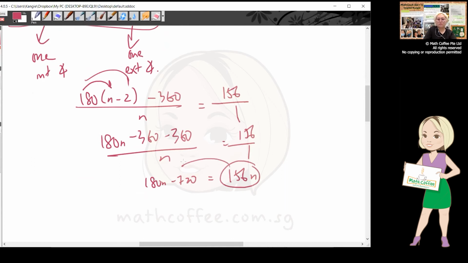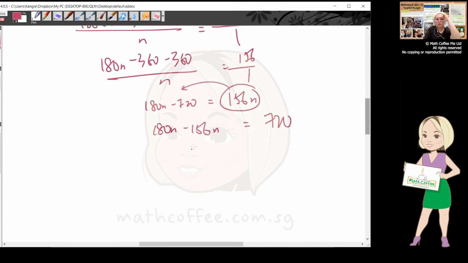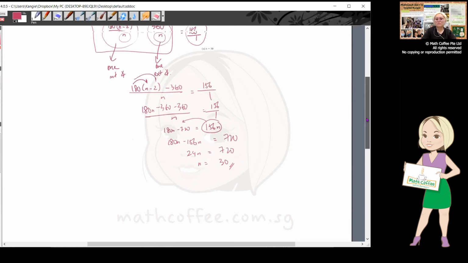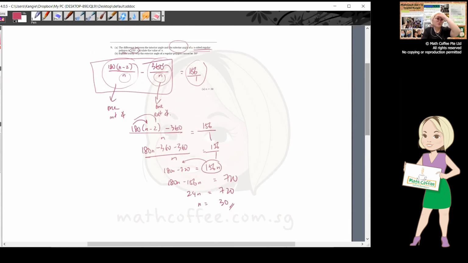So I'm going to bring this over. It will be 180n minus 156n equals to 720. So this one will be 24n equals to 720. And then n will be 720 divided by 24. So my n is equal to 30. Done. Okay, this is a bit tricky.